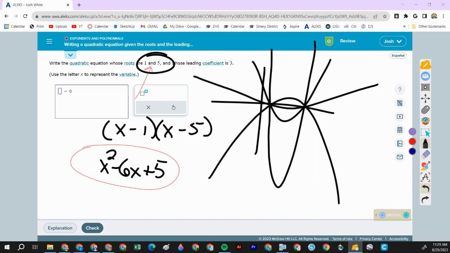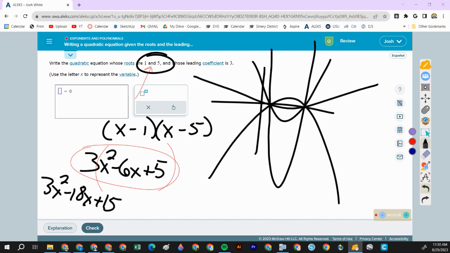But we want a quadratic whose leading coefficient is 3 and still hits those roots. How would I find that? Can I just put a 3 there? Everything. So I would need to do this. So 3x squared minus 18x plus 15.